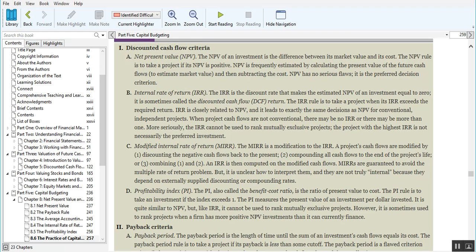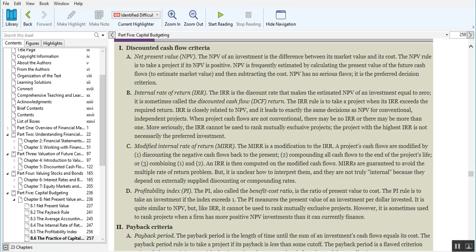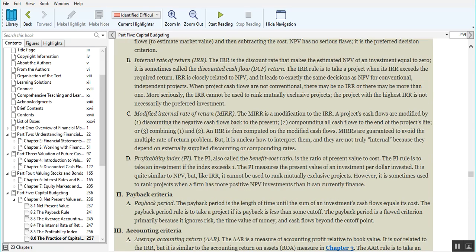All right, so a summary of investment criteria. When we talk about discounting cash flow, we're talking about net present value. It's basically looking at the difference between what we will receive and what we are going to spend. The internal rate of return is a discount rate that makes our estimated net present value of an investment equal to zero. It could be considered the discounted cash flow return. It doesn't work well when we have mutually exclusive decisions.